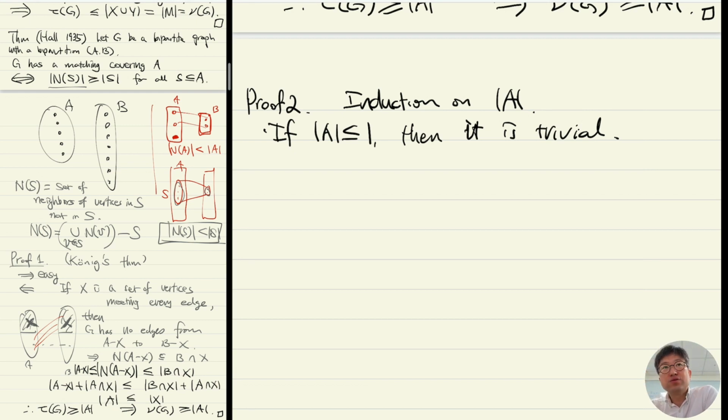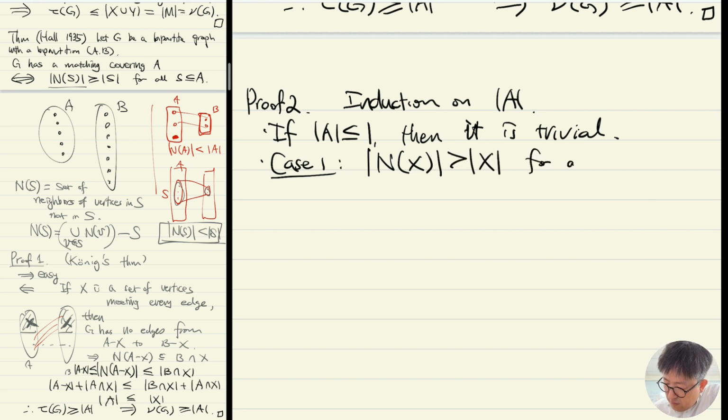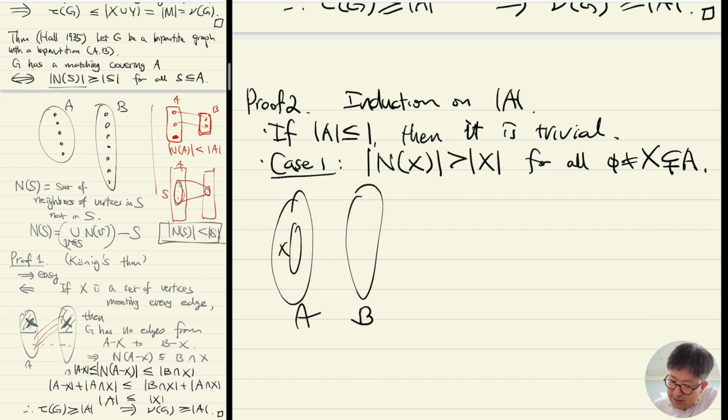Now I will split into two cases. Case 1, the neighbor of X is bigger than X for all X which is a non-empty and proper subset. So this first case is when you don't have any equality in the middle, right? So whenever you take a subset X, you have more neighbors. So you have redundancy.